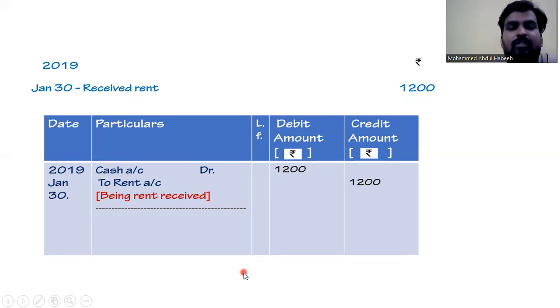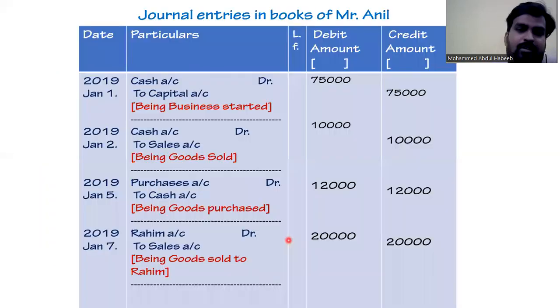So till now we have discussed each and every transaction individually. Now let us see how our solution should appear. So the heading will be taken as journal entries in books of Mr. Anil, and the format will be date, particulars, LF, which stands for ledger folio, debit amount rupees, credit amount rupees. So the date will be recorded for every individual transaction. So we have started from 2019 January 1st. So this was our first entry, followed by second, third, and fourth journal entry. So this is how our solution should appear.